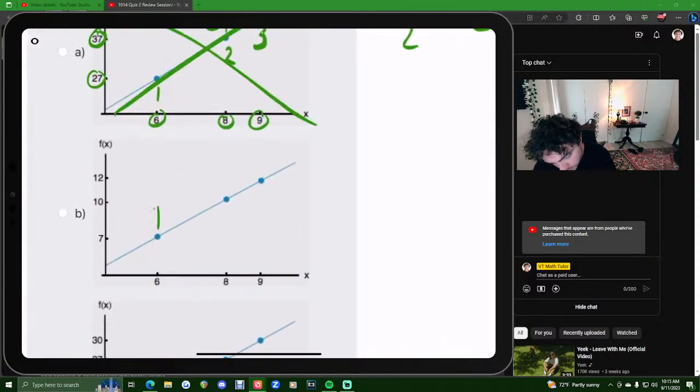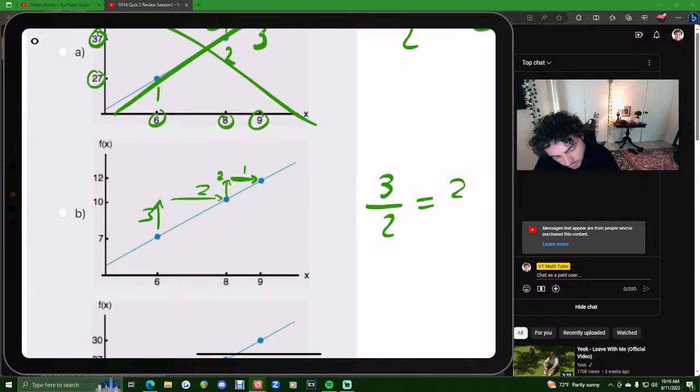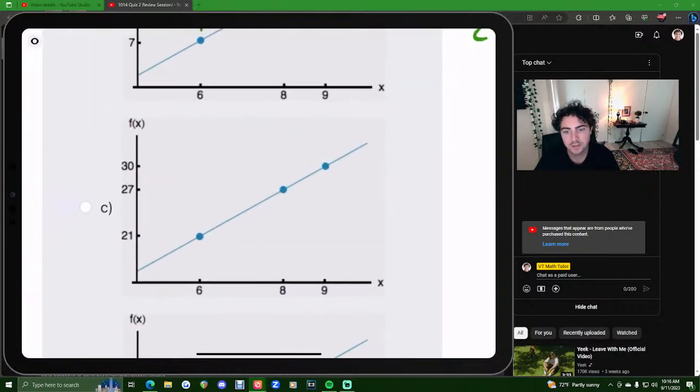So real quick here, 7 to 10 is 3. 6 to 8 is 2. So we get 3 over 2 for the first one. And then from 10 to 12 is a rise of 2. 8 to 9 is a run of 1. So we get 2 over 1. Does 3 over 2 equal 2 over 1? Nope. 1.5 does not equal 2. So we keep it pushing.